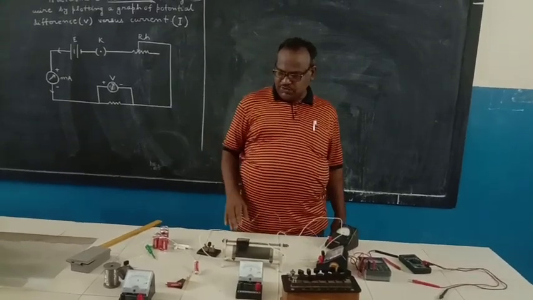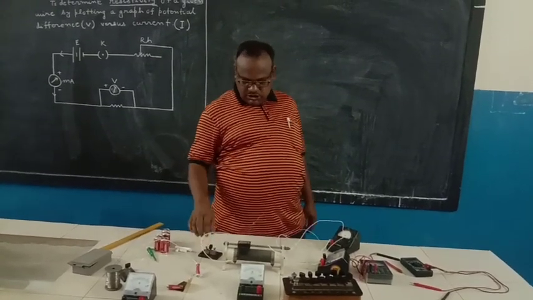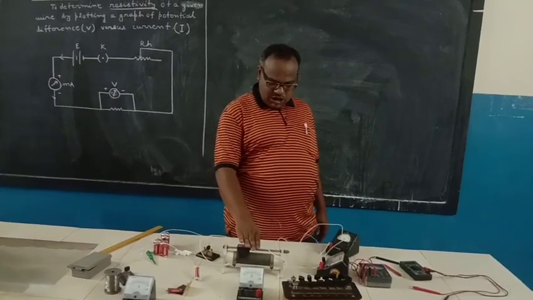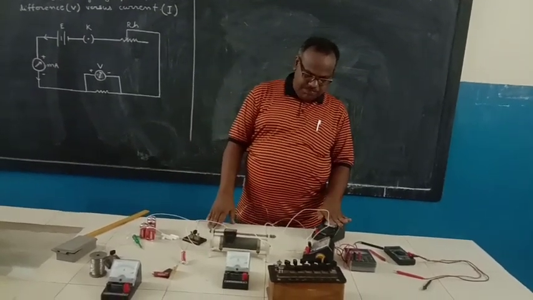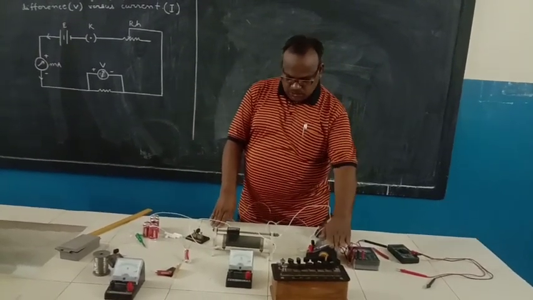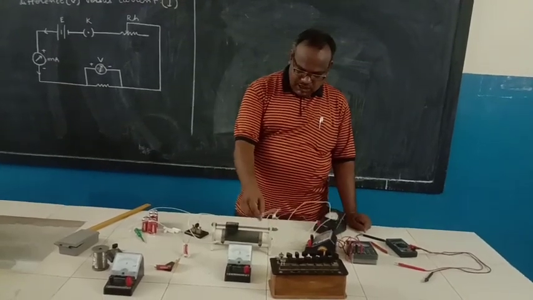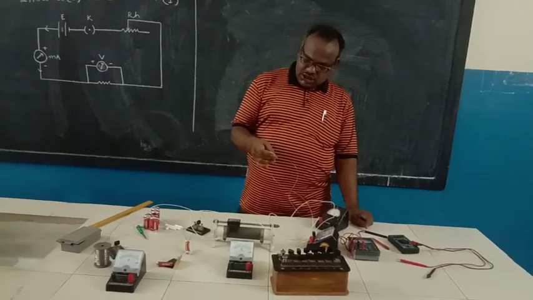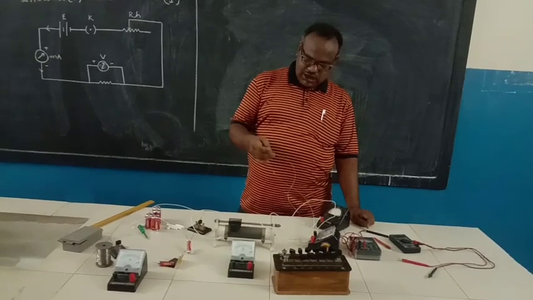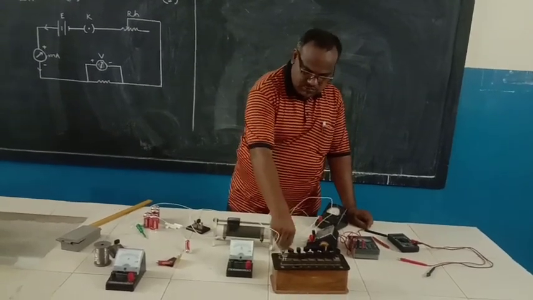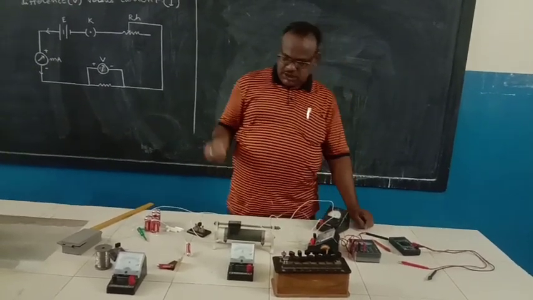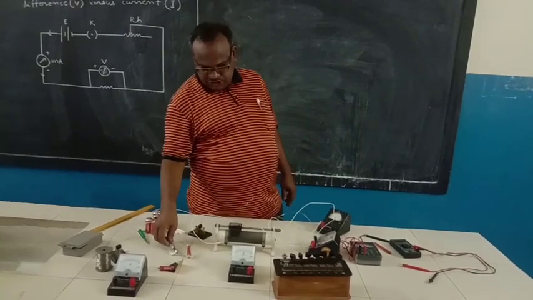So what are the things? Battery, one-way key, rheostat, milliammeter, voltmeter, connecting wire, given resistance, given wire, screw gauge. Here the screw gauge is needed for the measurement of the diameter.